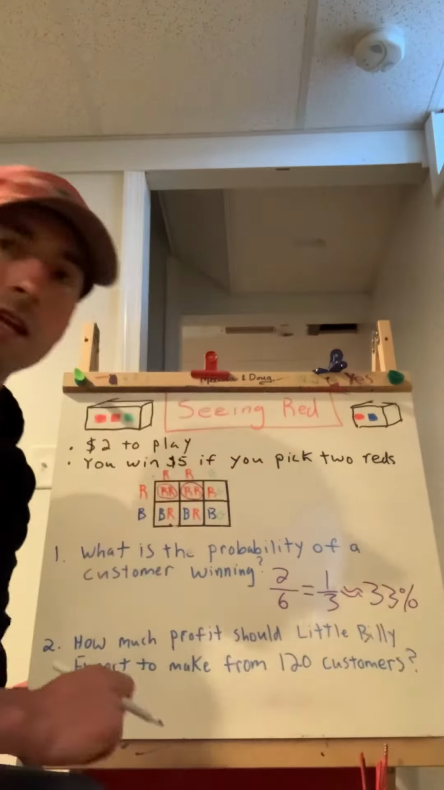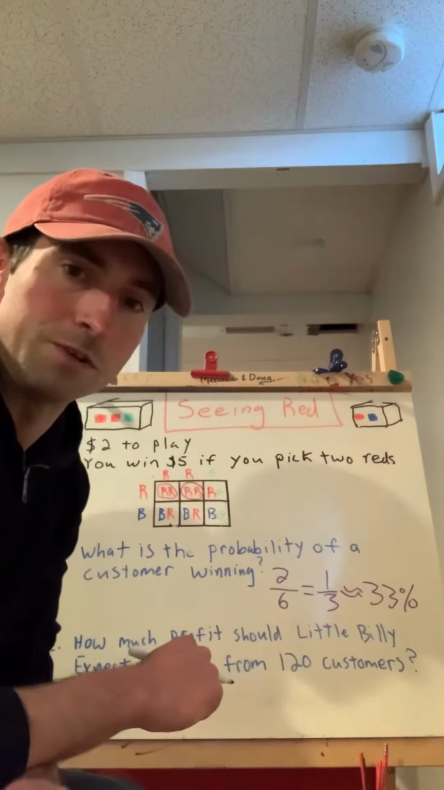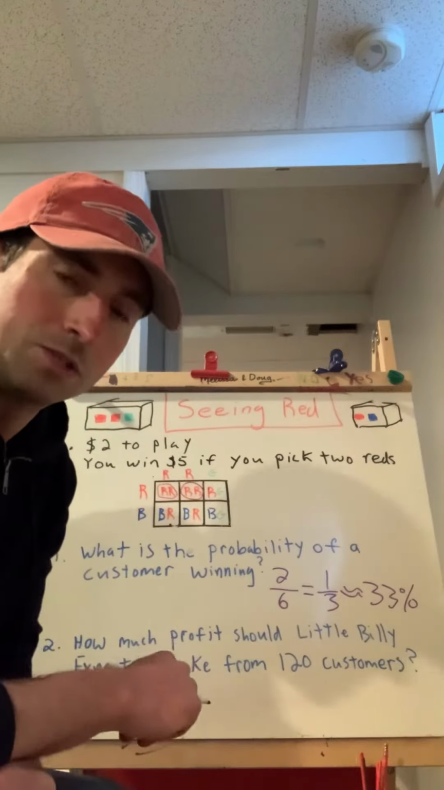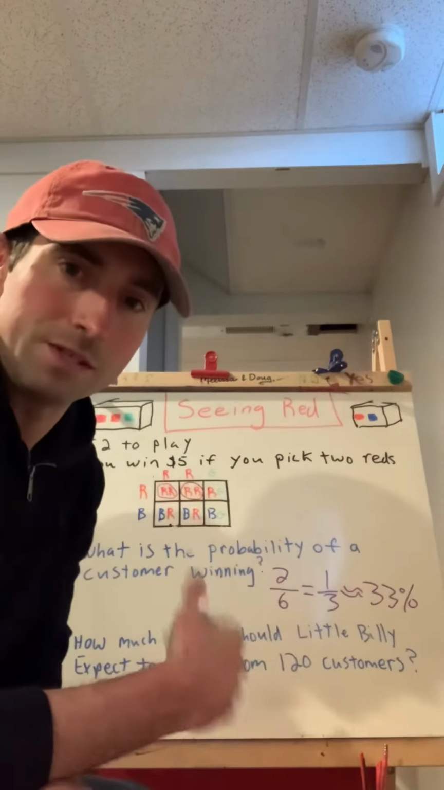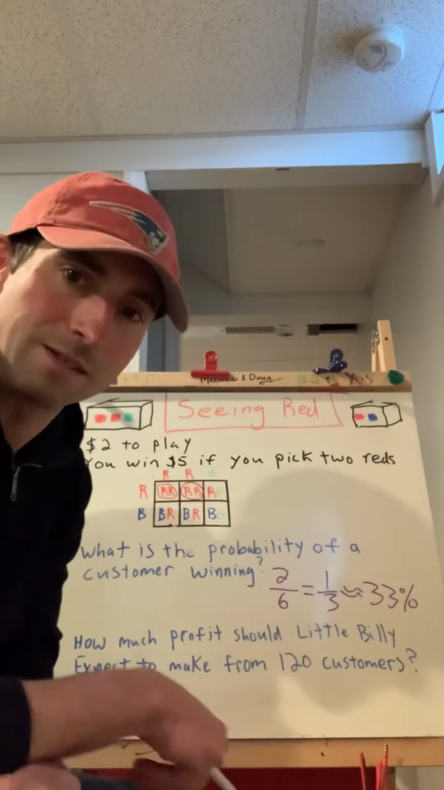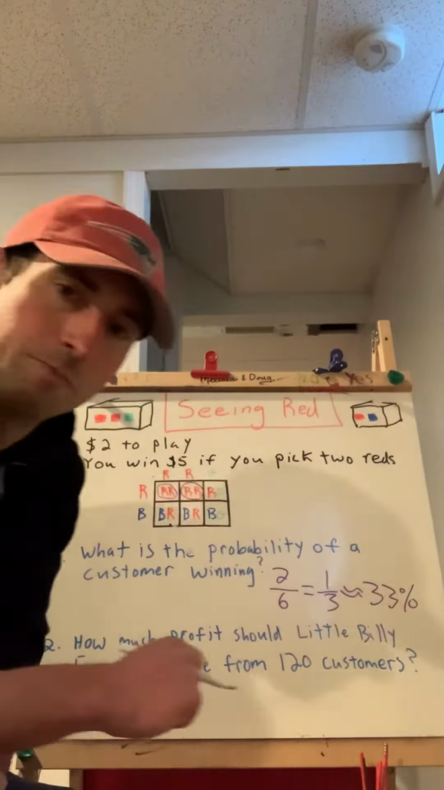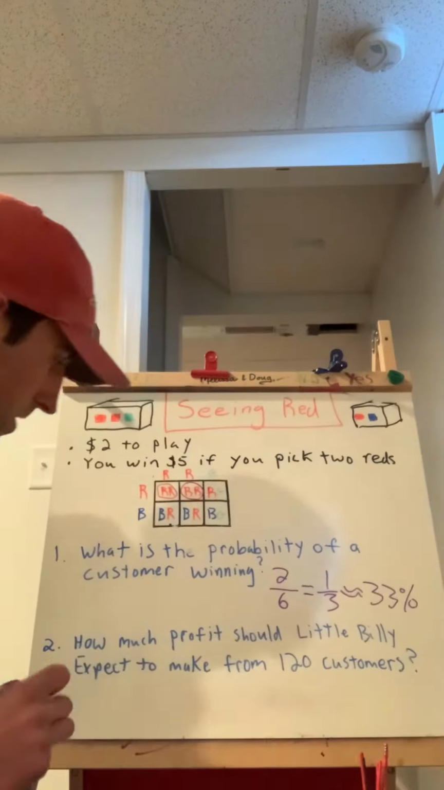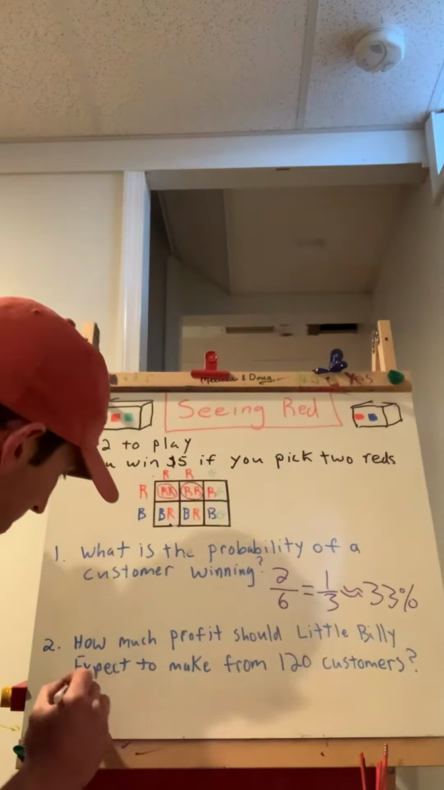So in theory, 1 out of every 3 customers would win at this game. So this takes us to the next problem. And this, if you ever were making a game of chance, you would want to know how much profit you were expecting to make. So let's say Little Billy gets 120 customers. First thing we'd want to know is how many winners would there be.